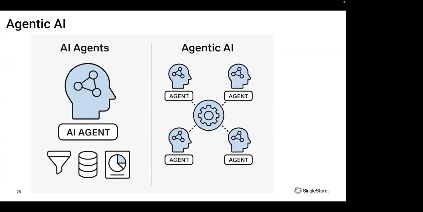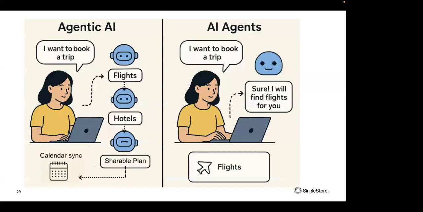And this is a simple example of the differentiation between AI agents and agentic AI. With AI agents, as you can see, there is one agent which is connected to a lot of tools and data. Whereas agentic AI is different: a lot of AI agents come together to solve a complex problem. So basically, in AI agents, there is one AI agent that acts as an orchestrator, whereas in agentic AI, multiple AI agents come together to solve a complex problem.